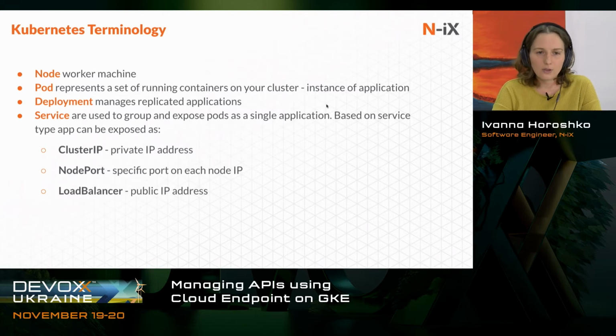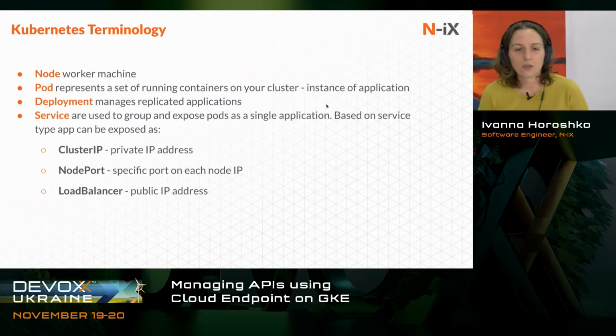The first one is called a cluster IP. It's a private IP address. That means that when you have a service of this type, that service gets assigned an IP address. This one is private. It's available only inside of your Kubernetes cluster. So services can communicate with each other inside of the cluster, but if we try to access it from outside, you will not get anything, obviously.